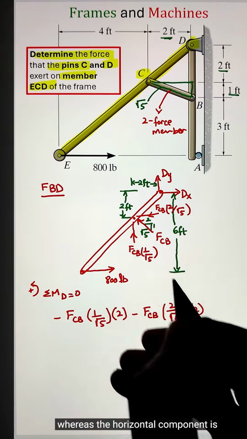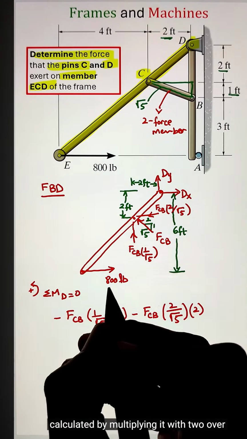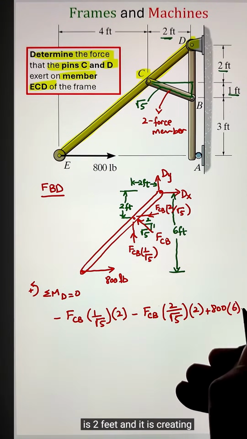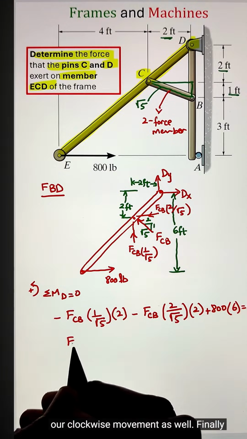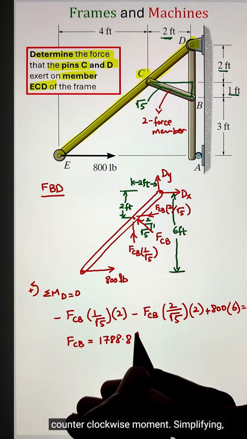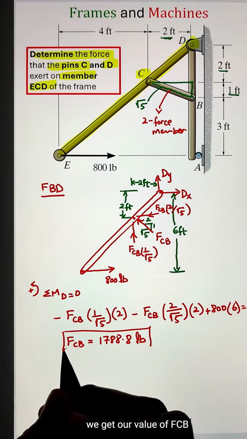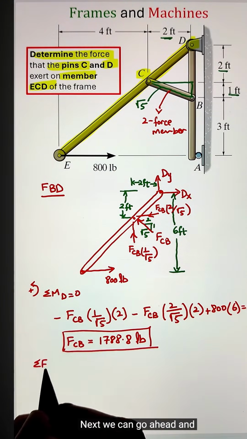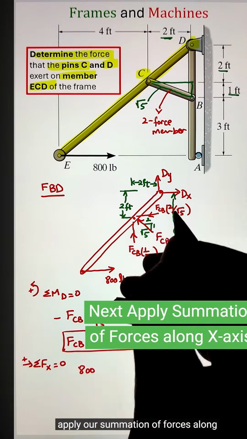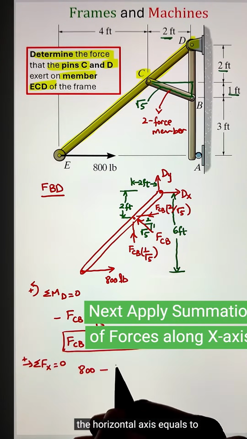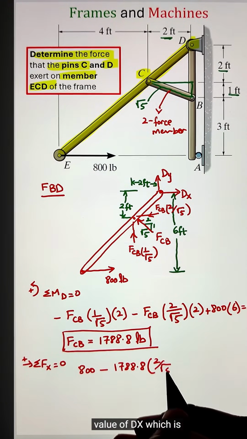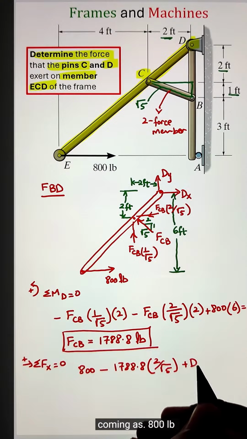Whereas the horizontal component is calculated by multiplying it with 2 over root 5. Again, the moment arm is 2 feet and it is creating a clockwise moment as well. Finally, the 800 pound external load is creating a counterclockwise moment. Simplifying, we get our value of FCB as 1788.8 pounds. Next, we can apply our summation of forces along the horizontal axis equals 0 and simplify to get our value of Dx, which is coming as 800 pounds.